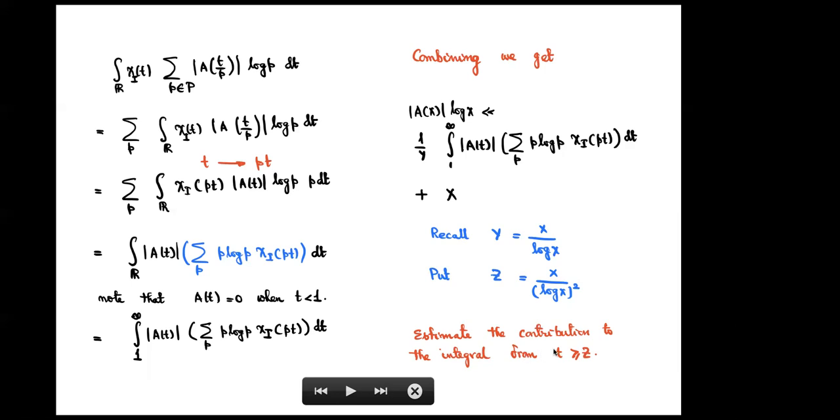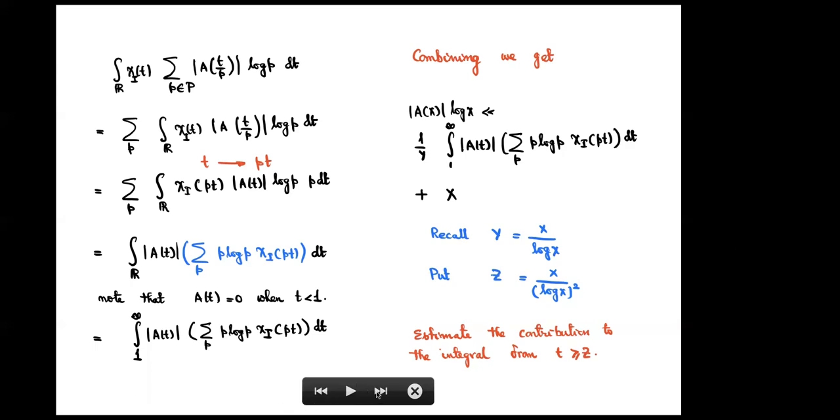Now I look at this integral and I want to estimate the contribution to this integral from, so t goes from 1 to infinity in this integral. Okay, that's the range of integration from 1 to infinity. So I break this integral into two parts, those t which are less than or equal to the z that I have put here, and those t which are greater than or equal to this. Okay, so you have two parts to this integral which I will estimate separately. So first the contribution from the t's that are greater than or equal to z, and then the contributions from the t's that are less than or equal to z.